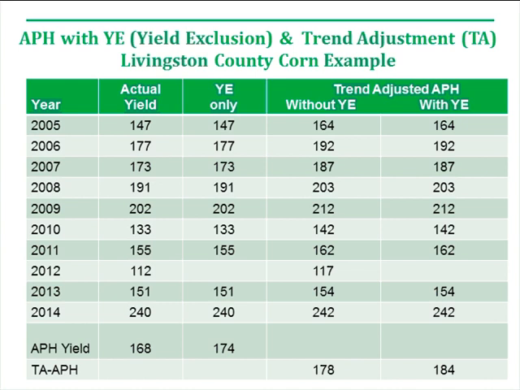Again, the true APH was 168, but look, with the options of trend and yield exclusion, it gets a producer's APH all the way up to 184 in this example.